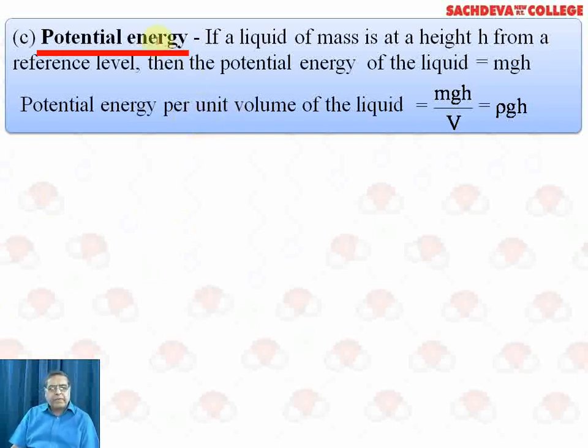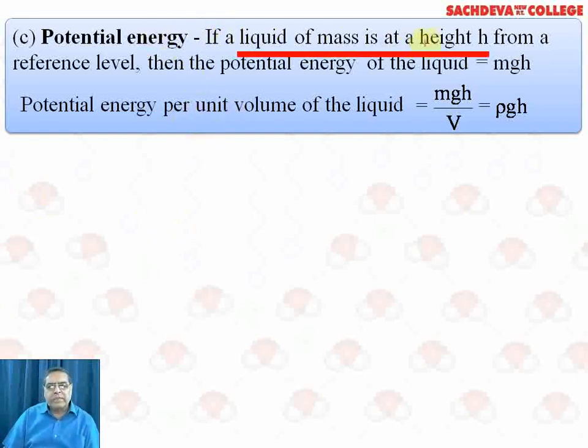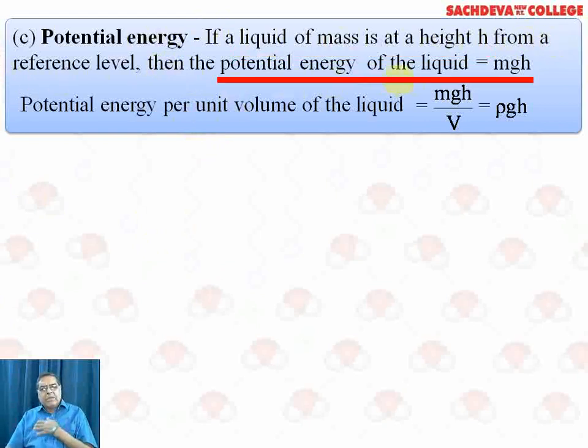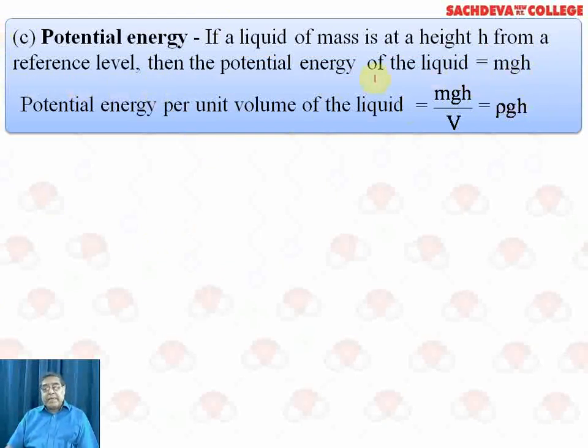Now we come towards potential energy. If the liquid of mass m is at height h from the reference level, then the potential energy of the liquid is mgh, where m is the mass, g is acceleration due to gravity, and weight is mg, and mg is force, so it is mgh or F into h. Potential energy per unit volume, that is mgh divided by volume, comes to be, as m over V is density, rho gh is the net result.